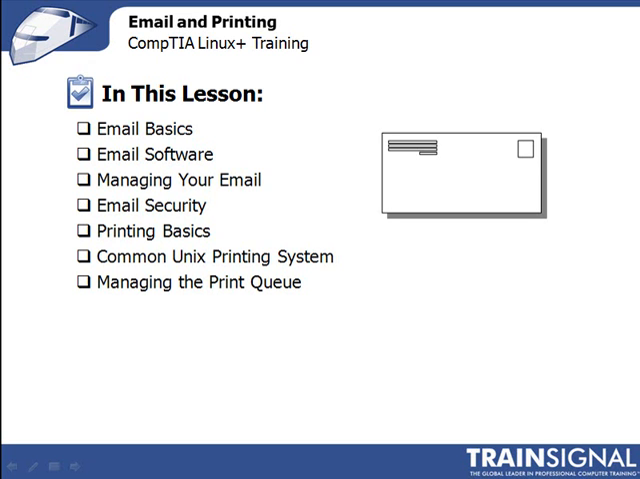Like any decent networked environment, Linux provides more than adequate facilities to handle all your printing needs, albeit a little differently than what you may be used to in Windows. So in this lesson, we'll start with an overview of email basics, then we'll talk about the different email software options available under Linux. From there, we'll move into how to manage and perform basic tasks with email, things like sending and receiving mail. The next section of the lesson will cover printing basics, including the common Unix printing system, and we'll wrap up with how to manage the print queue. Let's begin with email basics on the next slide.